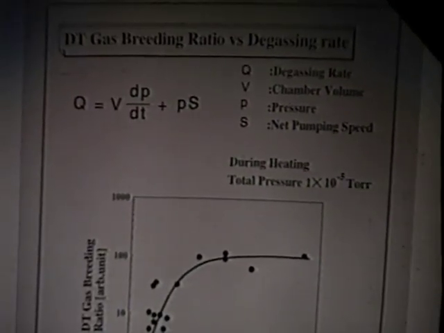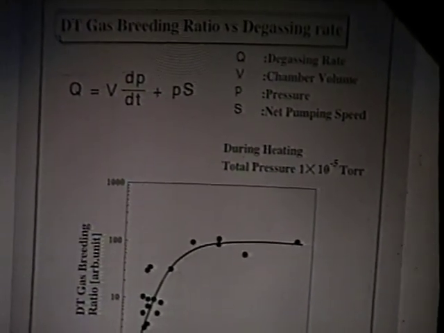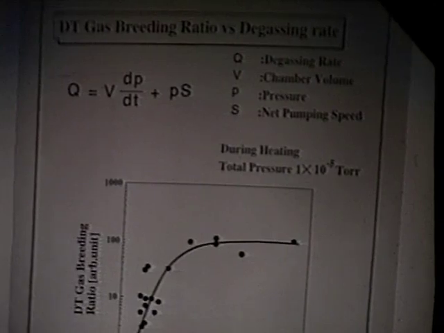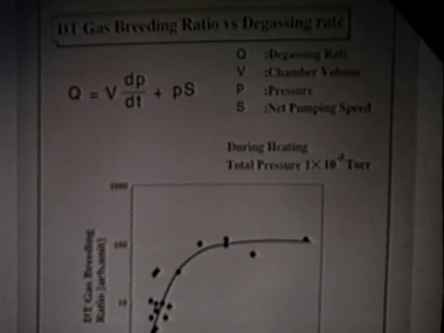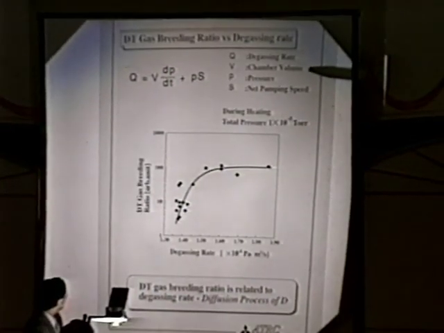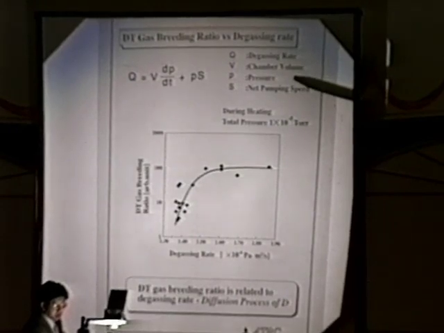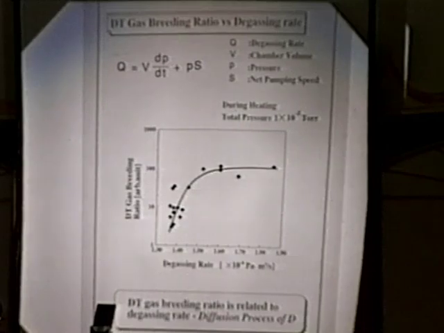Next discussion. Here is a figure that illustrates the relation between degassing rate and DD gas breathing ratio. The degassing rate is defined by this pressure equation as shown here. Q is the degassing rate, V is the chamber volume, P is the pressure of the chamber, and S is net pumping speed.